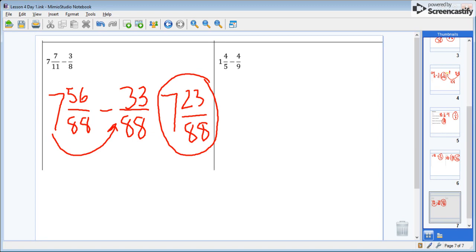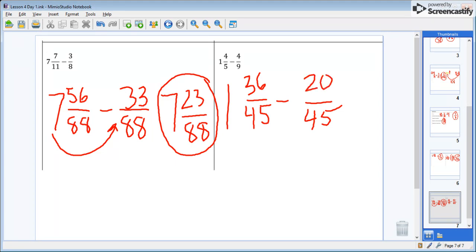Last one, common denominator is 45. 5 times 9, so 4 times 9 is 36. Second one is going to change to a 45 as well by multiplying by 5. 4 times 5 is 20. 36 minus 20 is 16. So we have 16 45ths. Don't forget the 1.